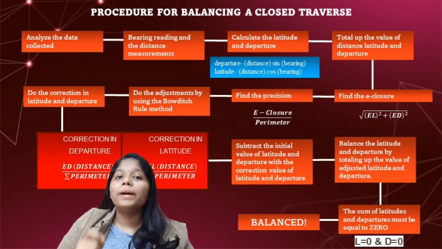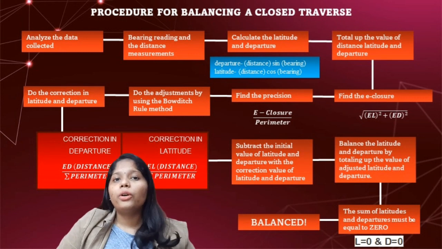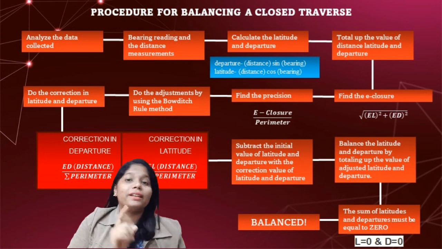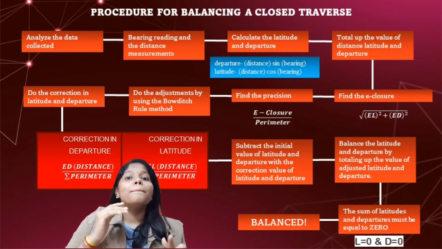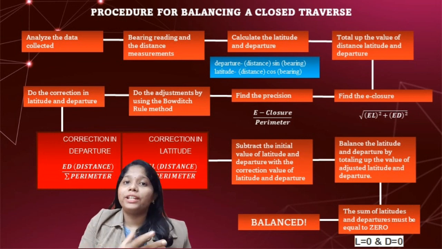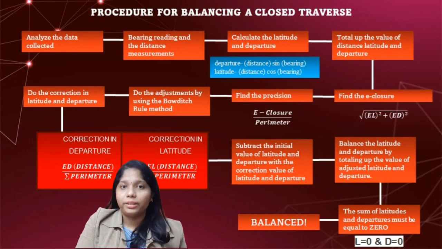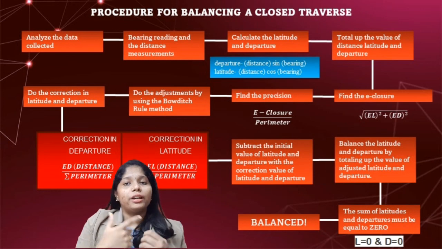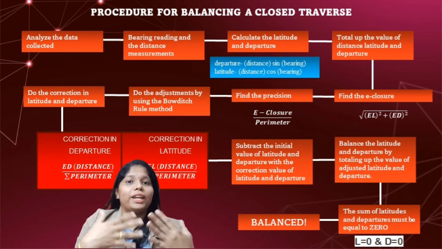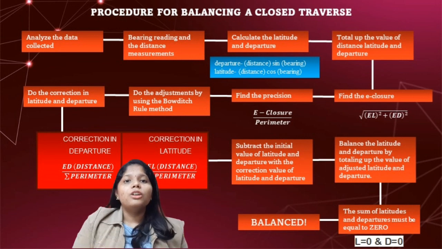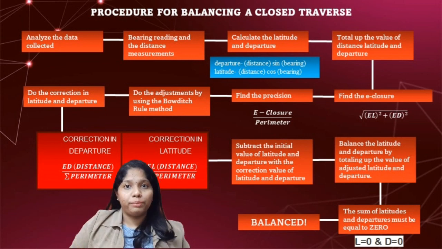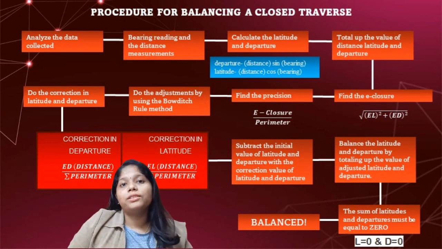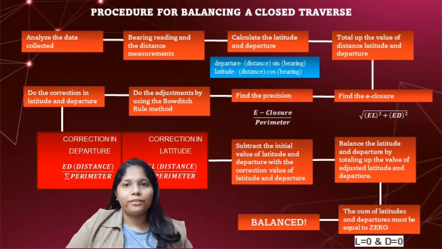Now do the adjustment by using the Bowditch rule method. Do the correction in latitude and departure using the formula. Once done with the correction, do the necessary adjustment by subtracting the correction values of latitude and departure from the initial values. Then balance the latitude and departure by totaling the adjusted latitude and departure. The final value should be 0 once we total up the adjusted latitude and adjusted departure. Hence the closed traverse is balanced out.